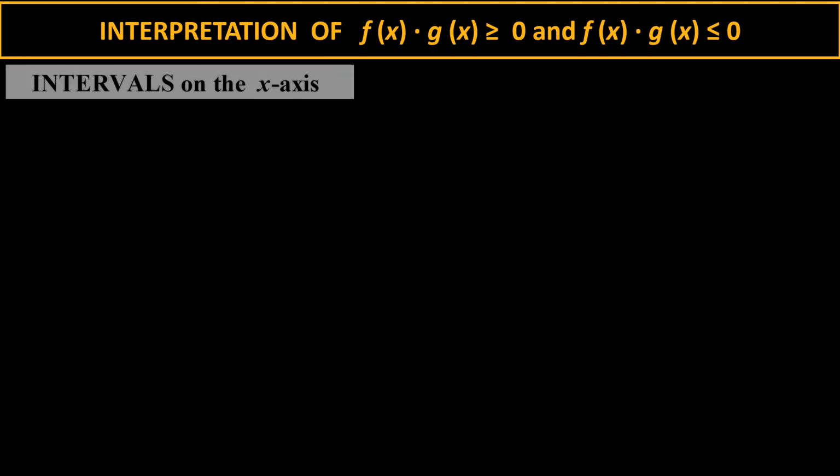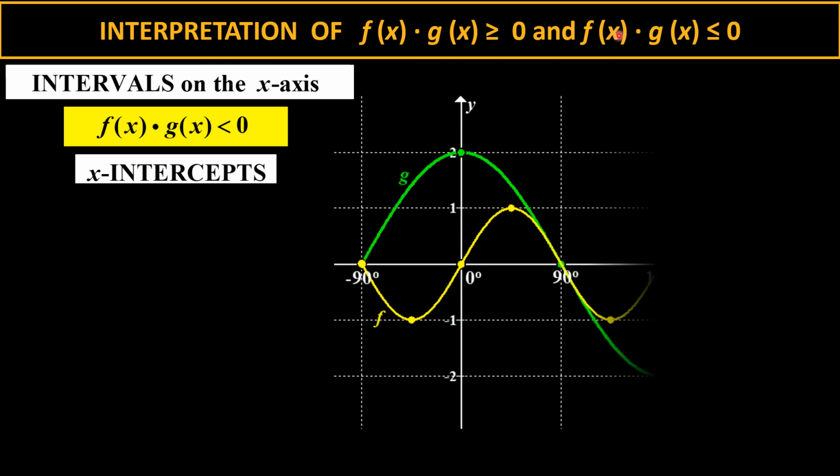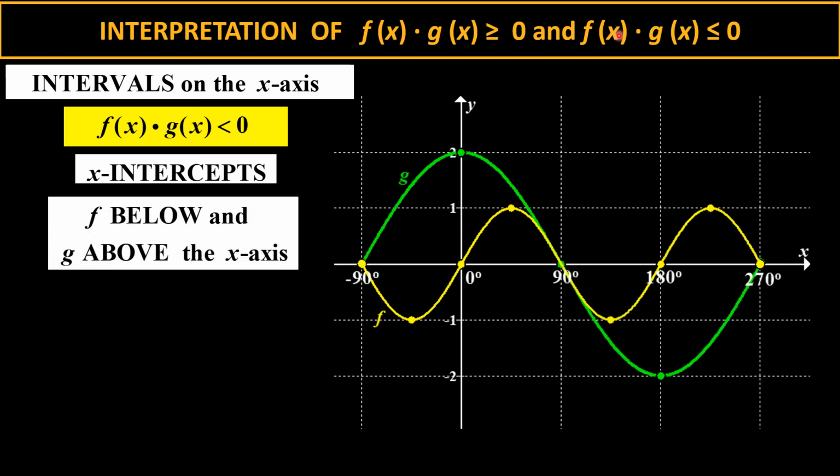Now let's look at another one here. In this case, I'm going to take f(x) times g(x), and I'm going to use less than 0. Okay. Now what is less than 0? Less than 0 means negative. So it's a positive times a negative, or a negative times a positive. So what does that mean? It means one needs to be below and the other one above. One above and the other one below. So there are two options.